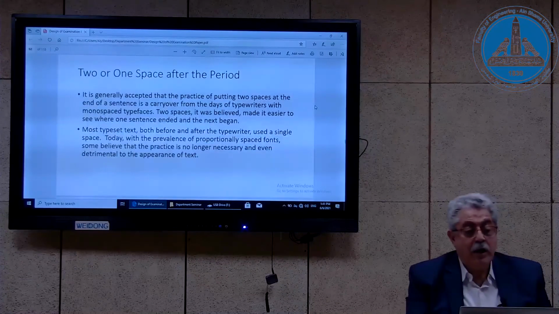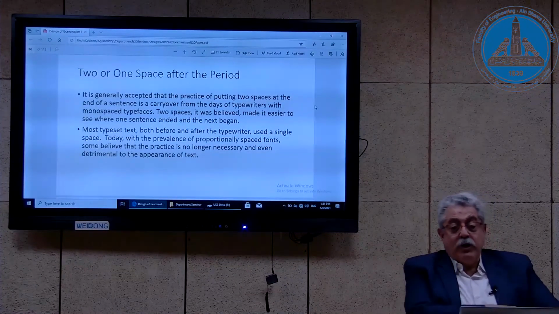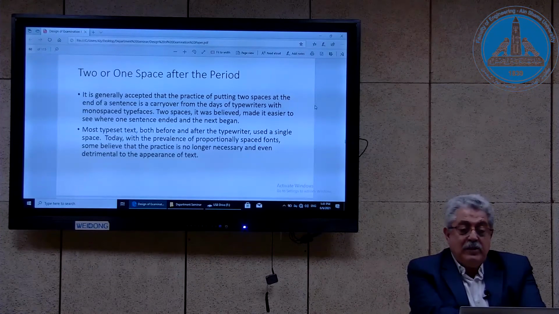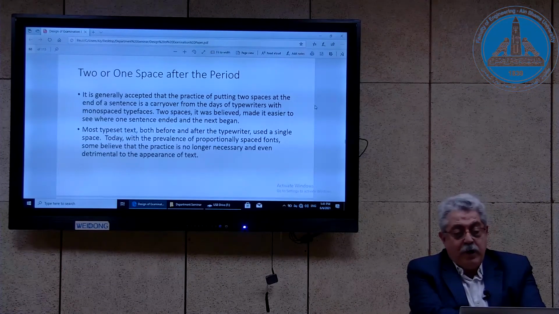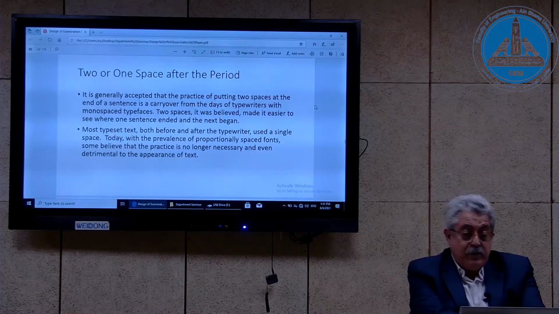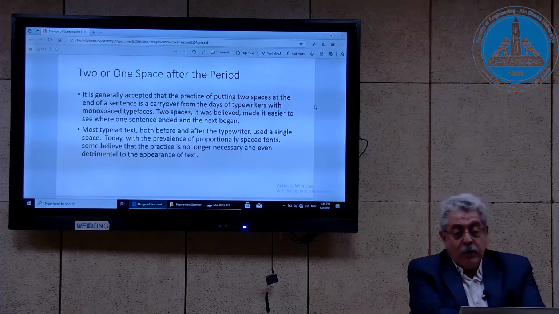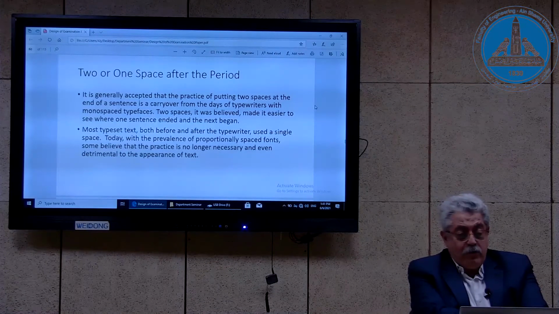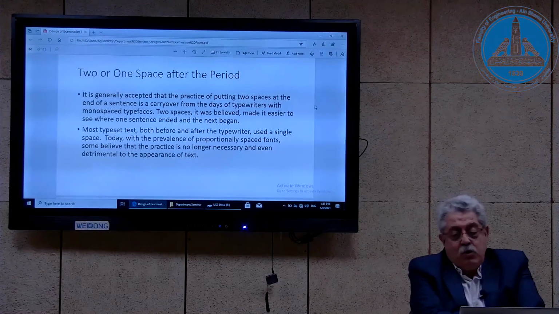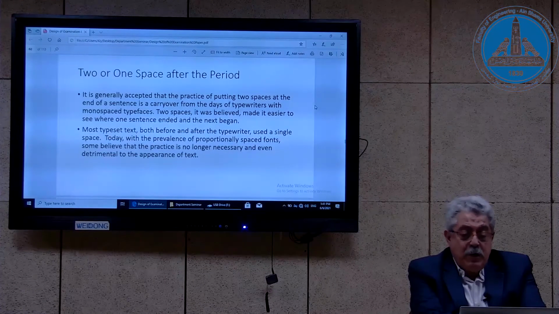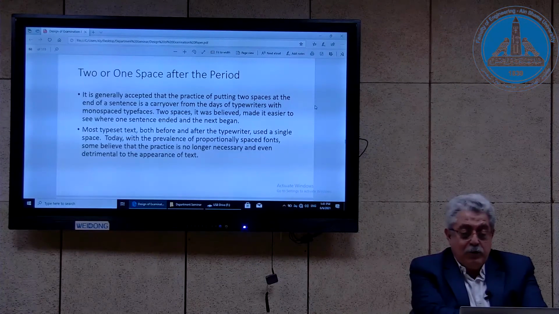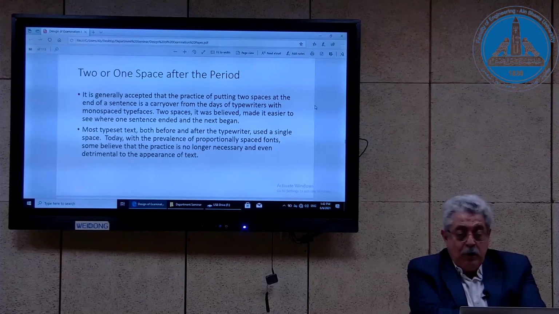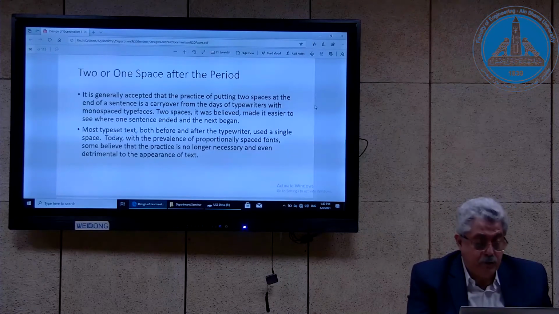Here, it is generally accepted that the practice of putting two spaces at the end of a sentence is a carryover from the days of typewriters with monospaced typefaces. Most typeset text, both before and after typewriter, use a single space. Today, with the prevalence of proportionally spaced fonts, some believe that the practice is no longer necessary and even detrimental to the appearance of text, meaning nowadays, because we are not using the typewriter anymore, we use one space only after the period.